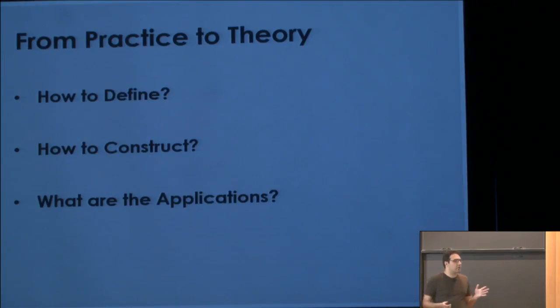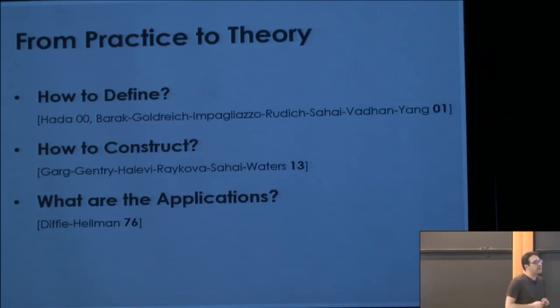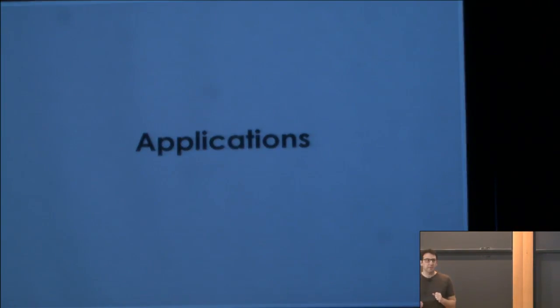So today we're going to talk about all these questions. It makes a lot of sense to talk about them in order, but instead we're going to be true to history. In chronological order, the applications of obfuscation appeared very early, at least as early as Diffie and Hellman in '76. The first definitions were suggested around 2000, and only very recently we started making progress on constructions. So let's start by talking about some applications.